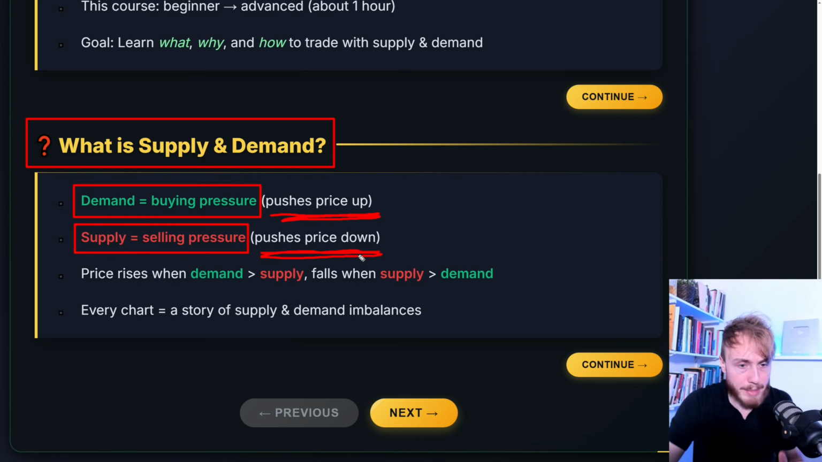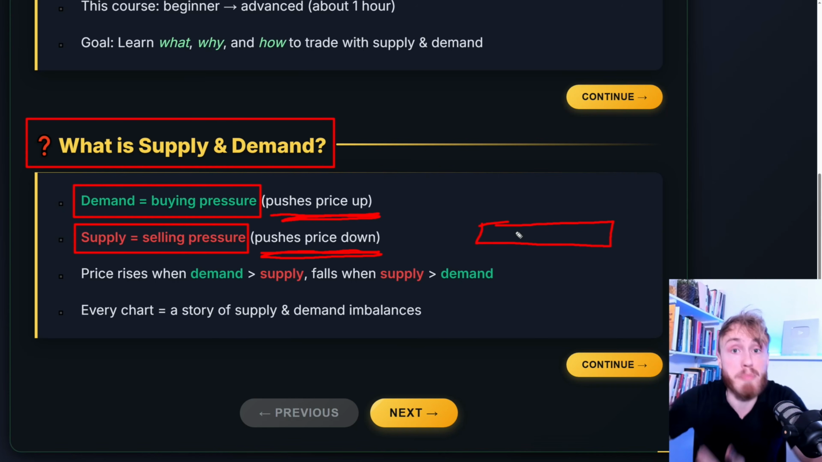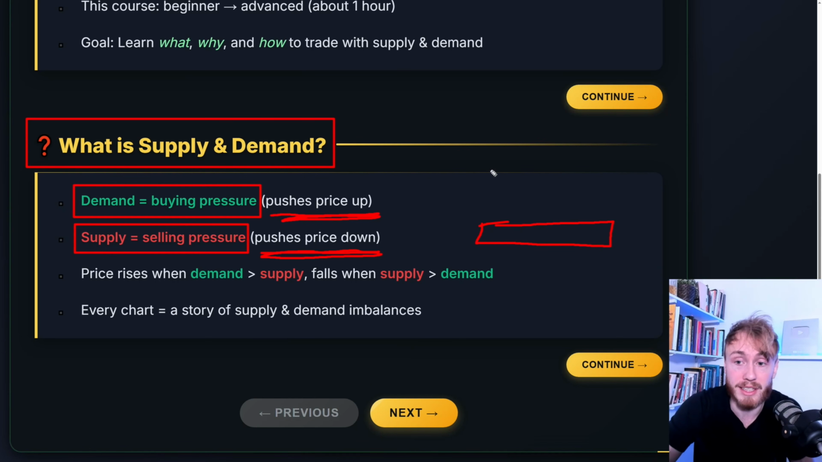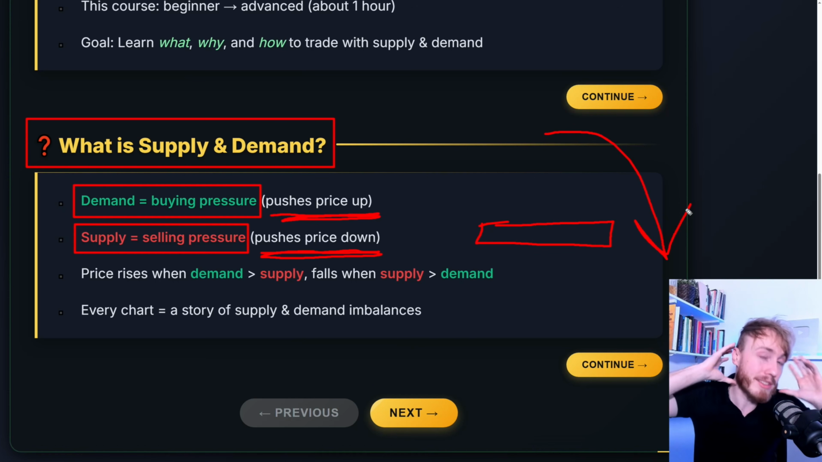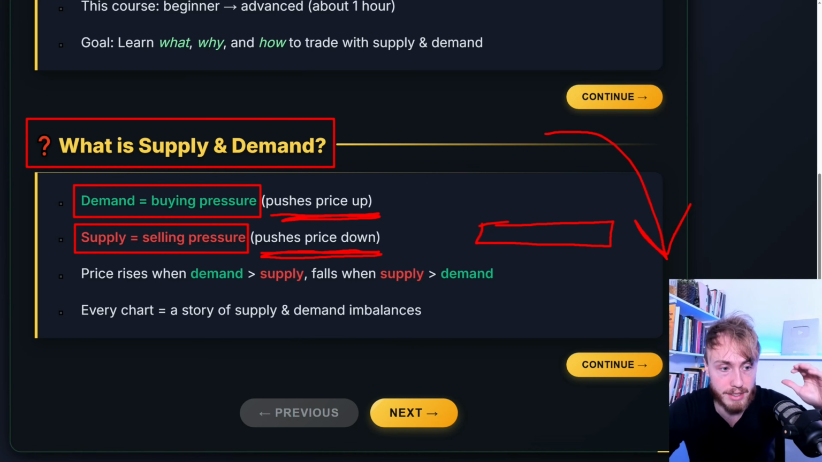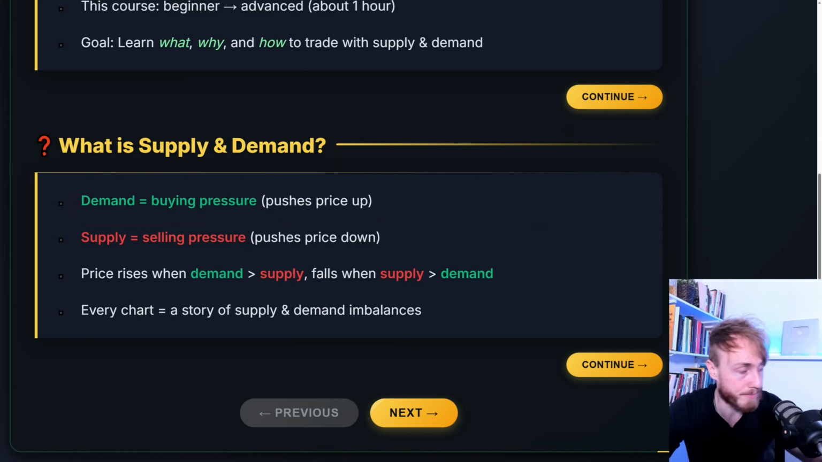You might hear traders say things like, we are seeing lots of demand at this zone. What the traders mean is simply that we're seeing lots of buying pressure at that zone. Or you might hear other things like, we're seeing lots of supply coming in right now in the market. That basically means that we are right now seeing lots of selling pressure in the market. A very easy way to think about supply and demand is to simply think about it as buying and selling pressure. So when you hear demand, think buying pressure. When you hear supply, think selling pressure.